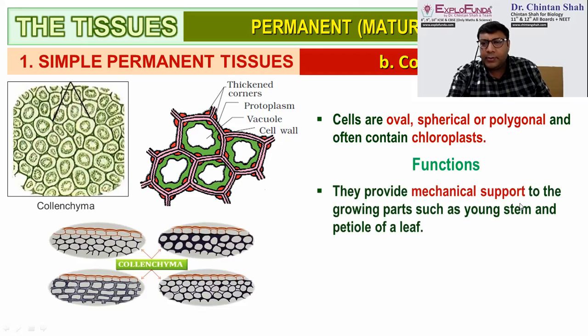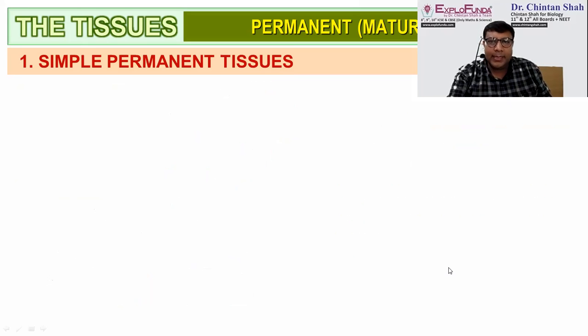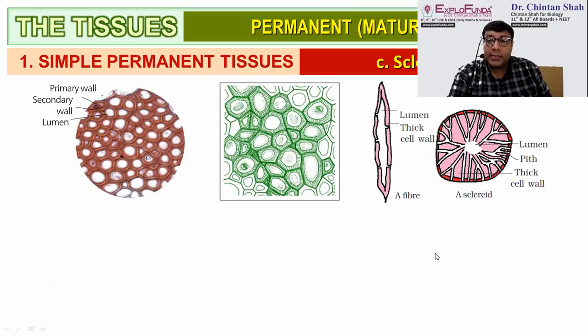So they provide mechanical support to the growing parts such as the young stem and petiole of the leaf. And the cells that contain chloroplast will synthesize food also. So that's amazing. And that's the obvious one. So now comes sclerenchyma tissue.